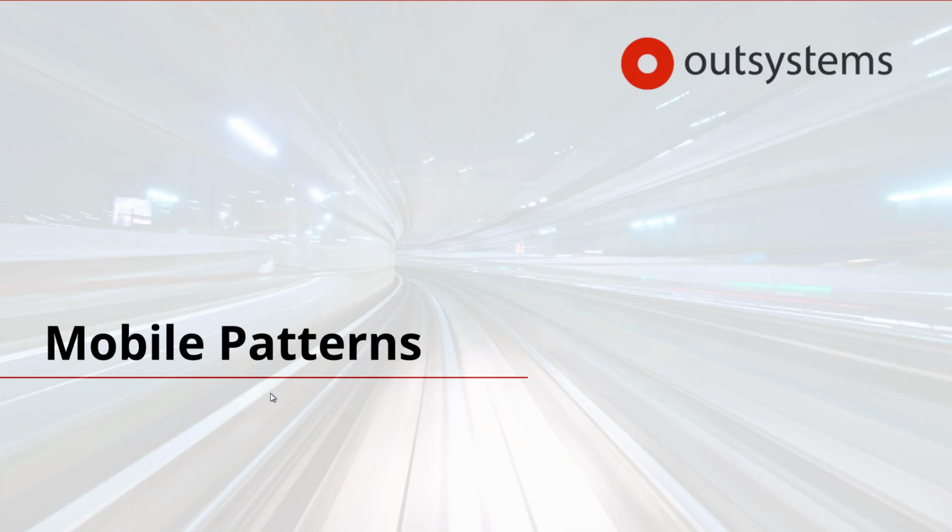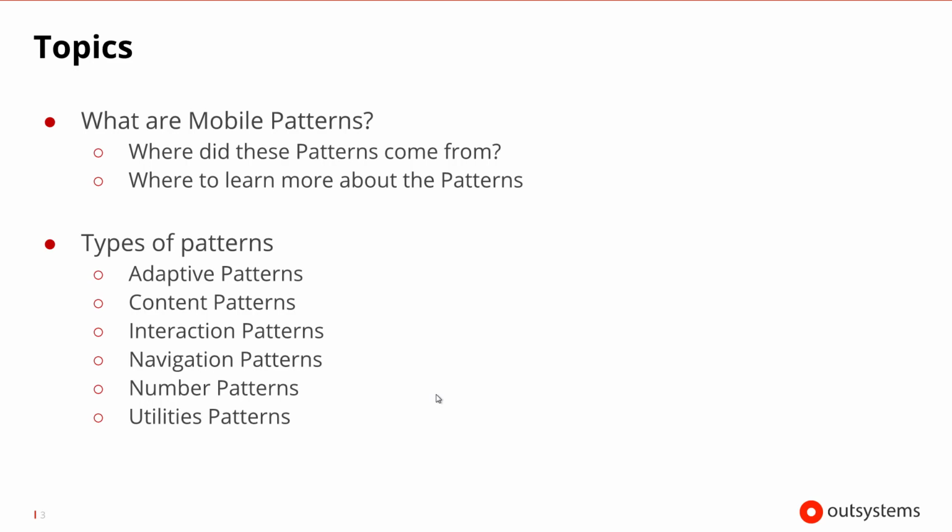Welcome to this session on mobile patterns. In this session, we'll discuss what mobile patterns are and where the patterns came from. We'll also find where we can go to learn more about these patterns. Now, there are a number of different categories or types of patterns, so we'll look at a few examples of the adaptive patterns, the content patterns, the interaction and navigation patterns, the number patterns, and the utility patterns. So let's go ahead and get started.